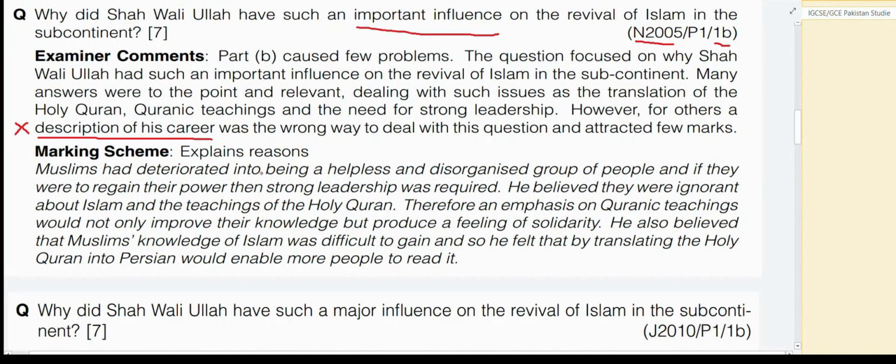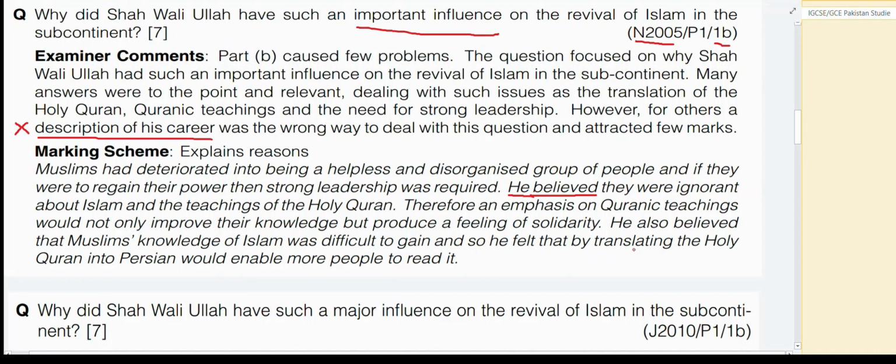Muslims had deteriorated into being a helpless and disorganized group of people, and if they were to regain their power, then strong leadership was required. He believed. Now this shows us this line. He believed, this word, that the examiner wants us to write about the beliefs of Shah Waliullah, right? That they were ignorant about Islam and the teachings of the Holy Quran, right? And in the later part, there is another line.